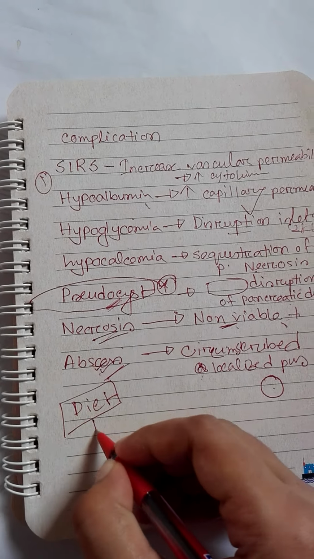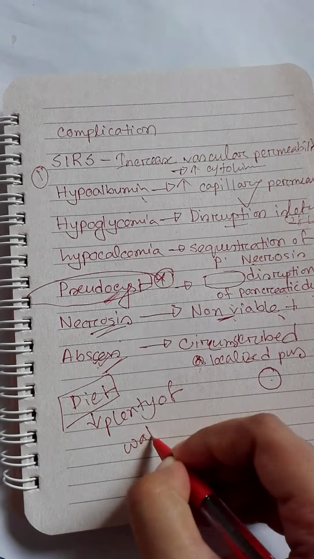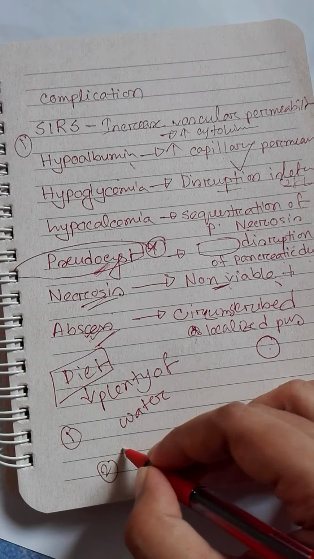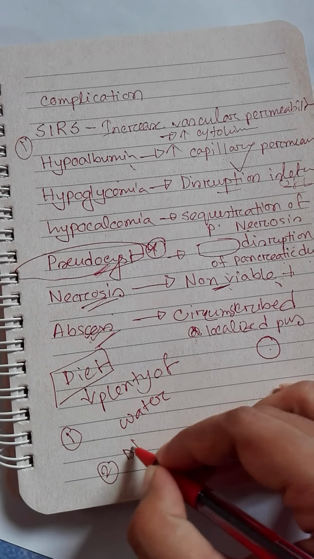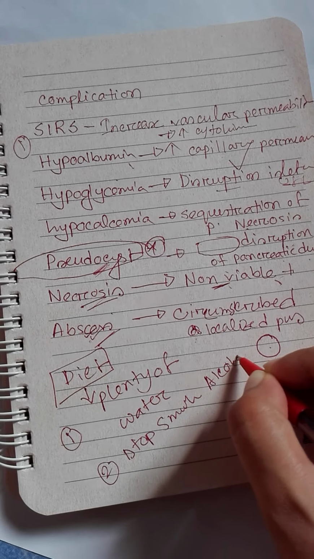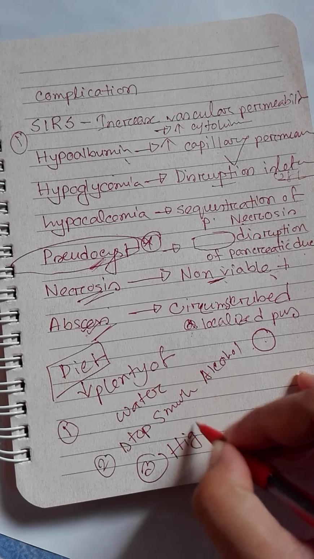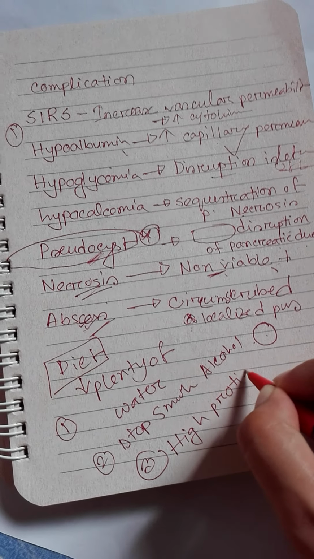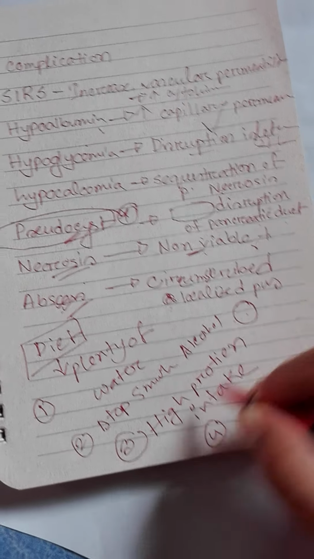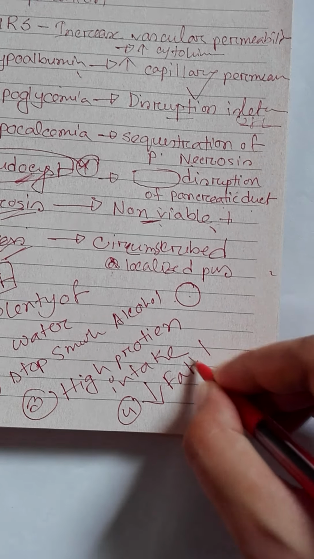Now we discuss the diet. What is the diet of a pancreatitis patient? First, take plenty of water. Second, stop smoking and alcohol. Third, high protein intake. Fourth, decrease fatty food.